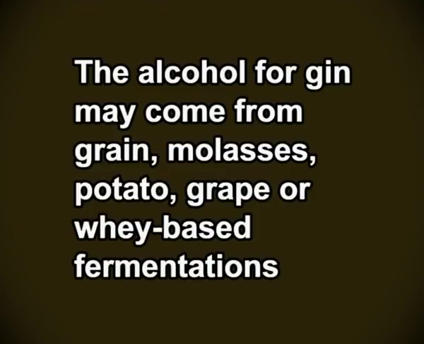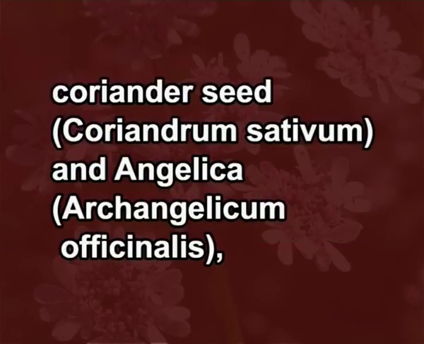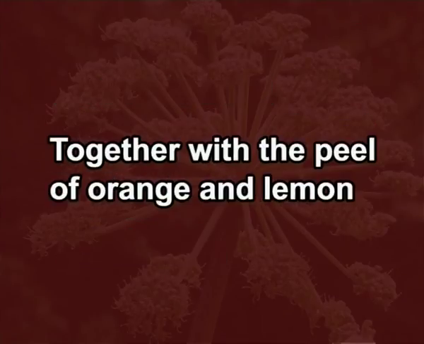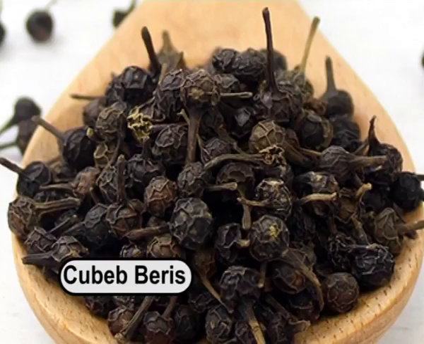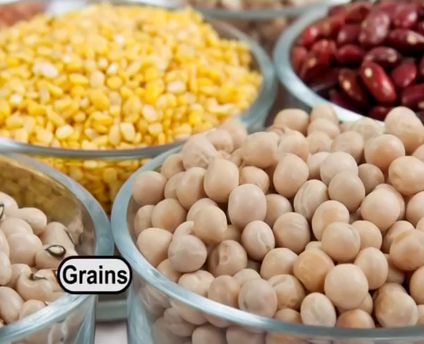The alcohol for gin may come from grain, molasses, potato, grape or whey based fermentations. The prime traditional flavorants are juniper berry, that is Juniperus communis, coriander seed, that is Coriandrum sativum, and angelica, that is Archangelica officinalis, together with the peel of orange and lemon. Other materials may also be used in the formulation of gins, and these include cassia bark, cubeb berries, licorice, orris, almond and grains of paradise.